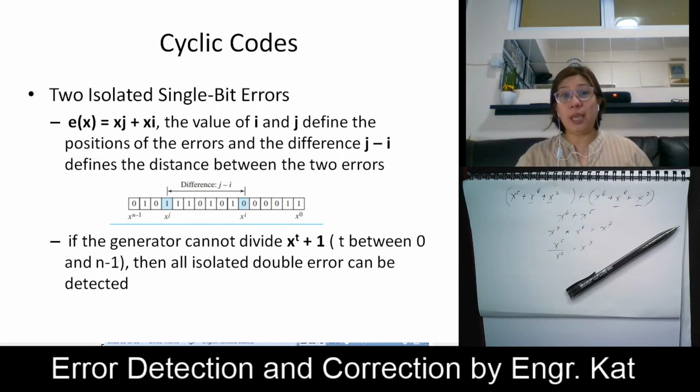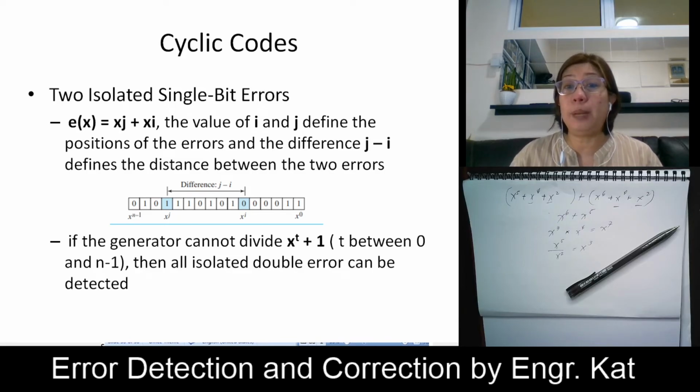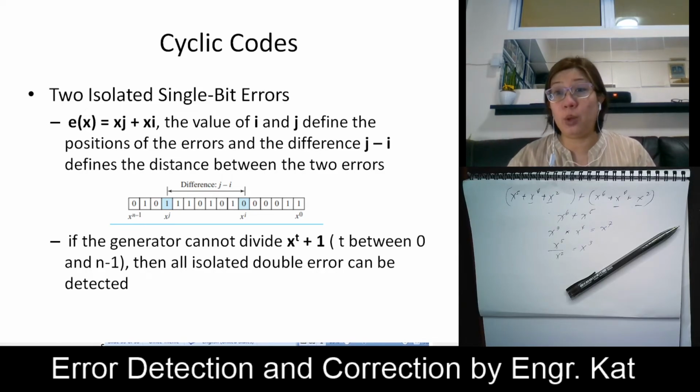The condition is that the generator cannot divide X raised to t plus 1. What is t here? t is between 0 and n minus 1, as shown in the figure. So if the generator cannot divide X raised to t plus 1, where t lies between 0 and n minus 1, then all isolated double errors can be detected.